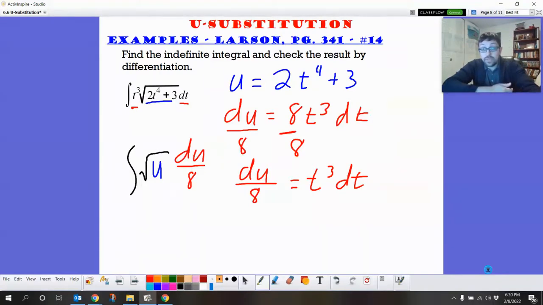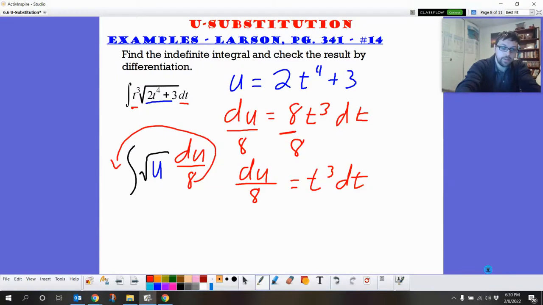Now, one of the properties of integrals that you may or may not remember is that if you have a constant inside of it, you can bring it to the front. So that 8, we can just bring it out front here. So we'll do 1/8 of all of this stuff. So this is going to be u to the 1/2 du.